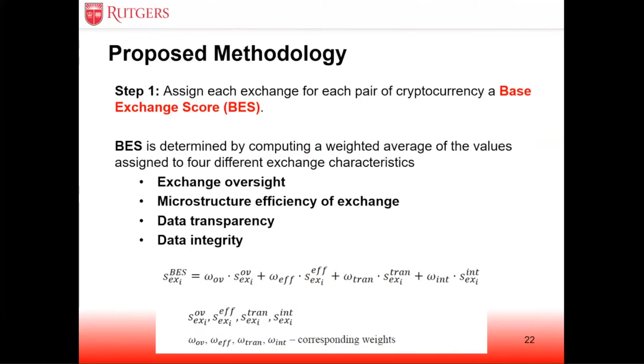After identifying those exchanges and implementing our methodology, we would assign each exchange for this specific Bitcoin to US dollar pair a base exchange score, or BES. This BES considers the static characteristics of these exchanges, including exchange oversight, microstructure efficiency, data transparency, and integrity.